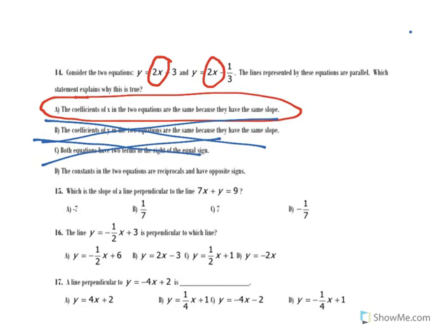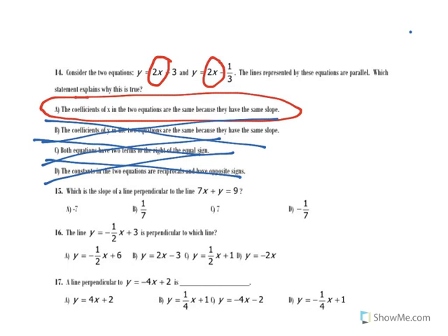That doesn't matter. The constants in the two equations being reciprocals or having opposite signs doesn't matter. All that matters is whenever you're comparing the slopes.